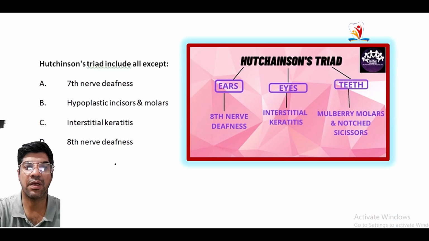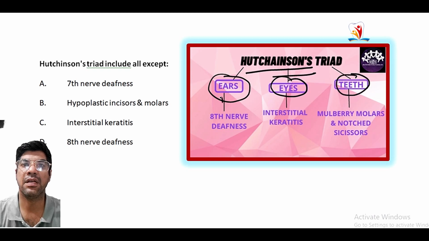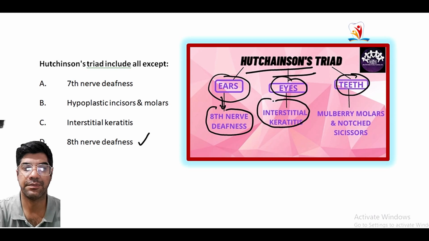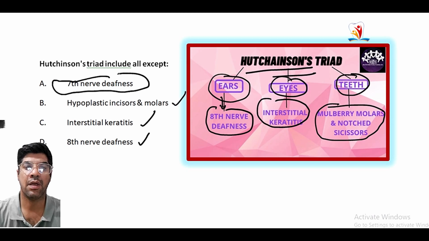Hutchinson triad includes all except. Remember, the Hutchinson triad includes the following features. It involves ears, eyes and teeth. For the ears it causes eighth nerve deafness, so this one is correct. For the eyes it causes interstitial keratitis. This one is also correct. And for the teeth it is related to mulberry molars and notched incisors. So it does not involve seventh nerve deafness. That will be your correct answer.